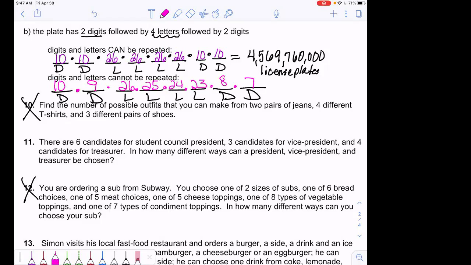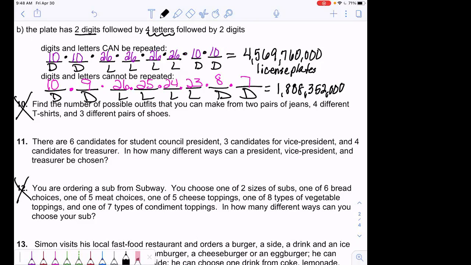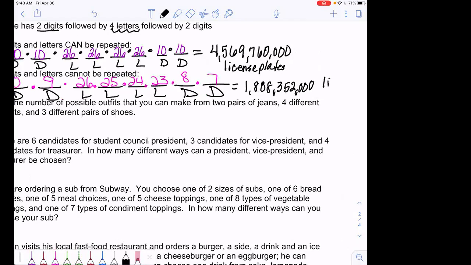So Michael, I see you multiplying those numbers together. And again, it's going to be a big number. You said 352, right? Perfect. And again, that's the number of license plates.